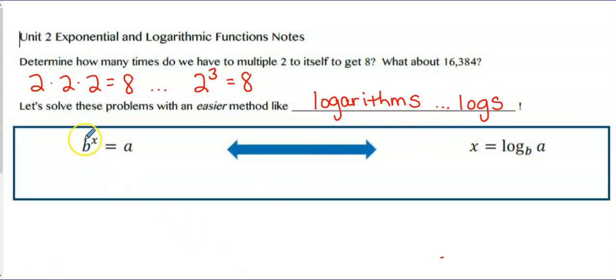If we have a number b to the x power, some exponent x, equals another number a, we can rewrite this in what we call log form. So let's just take an example here. If we had 2 to the x power equals 8, which is exactly what we were asking up here, how many times do you multiply 2 times itself to get 8? We can write this in log form.